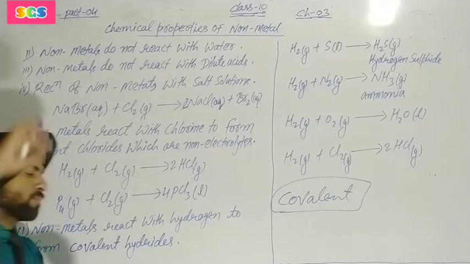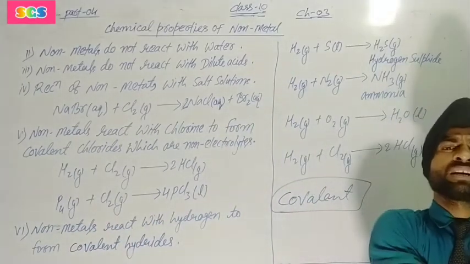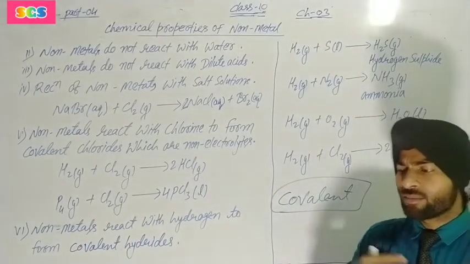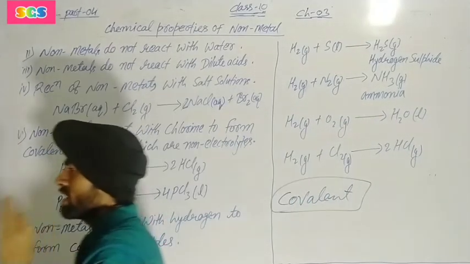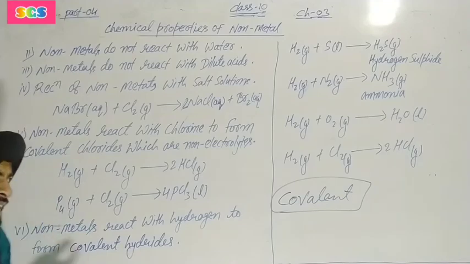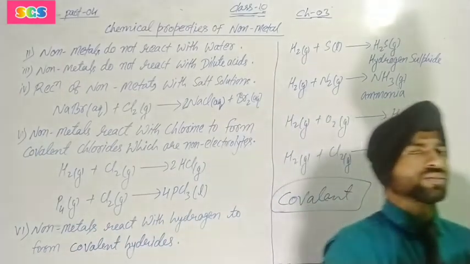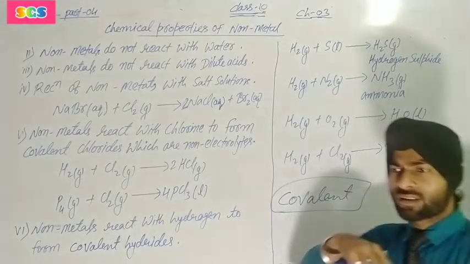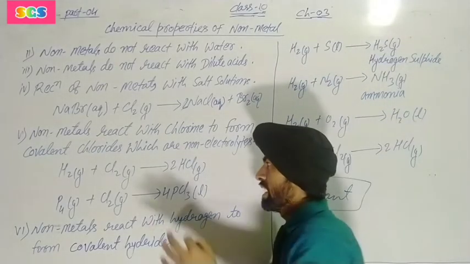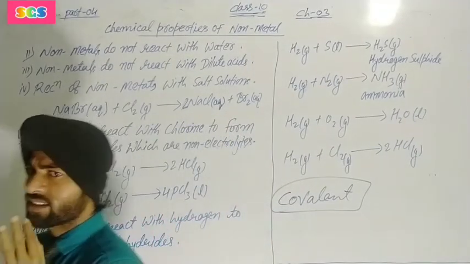A covalent bond is formed as a result of sharing of electrons among the atoms. How is a covalent bond formed? When atoms share their electrons, then a covalent bond forms. Here I said that non-metals react with chlorine to form covalent compounds.